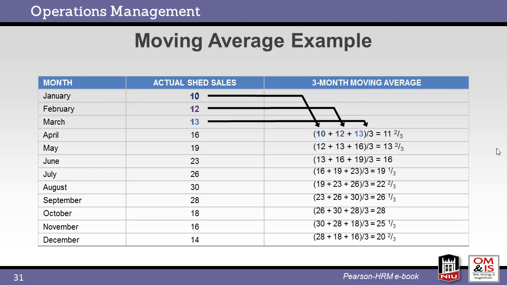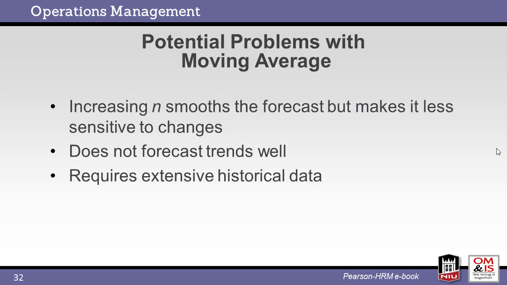Here's an example using moving averages. For April, we take the average of the previous 3 months by using the actual demand for January, February, and March. We repeat the calculation for May using demand data from February, March, and April. We continue the calculation for each subsequent month. A moving average forecast is less sensitive to change, may not identify trends, and requires historical data.